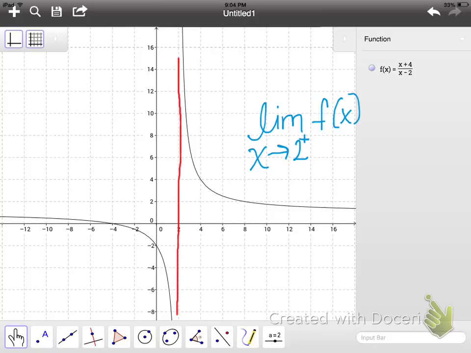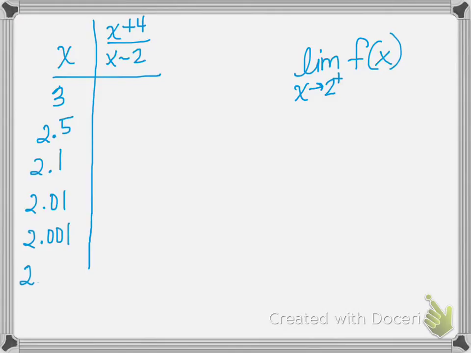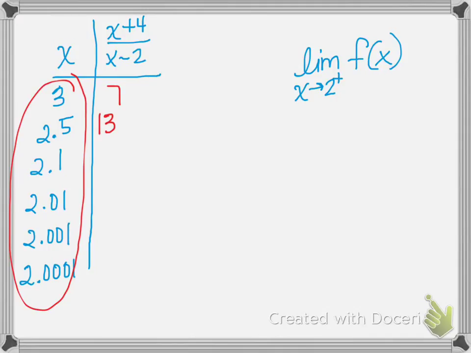Let's make a table of values so we can find the limit of f as x goes to 2 from the right. We've got our x values 3, 2.5, 2.1, 2.01, 2.001, 2.0001, and we're going to evaluate them. When x is 3, 3 plus 4 over 3 minus 2 is 7. At 2.5 we get 13. At 2.1 we get 61. At 2.01 we get 601, and we can fill in the rest.